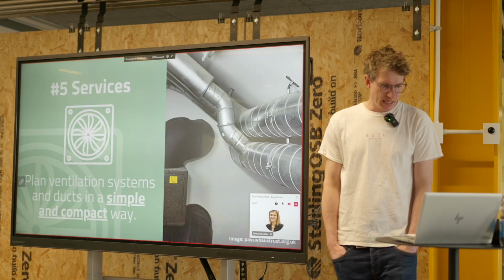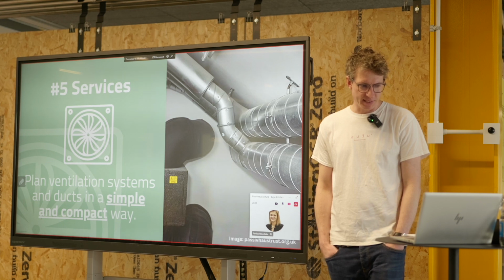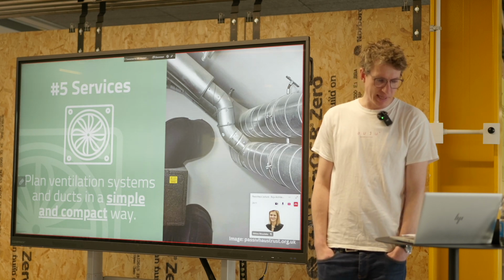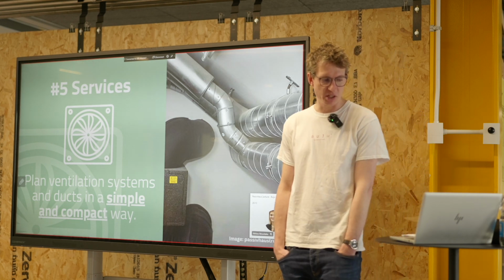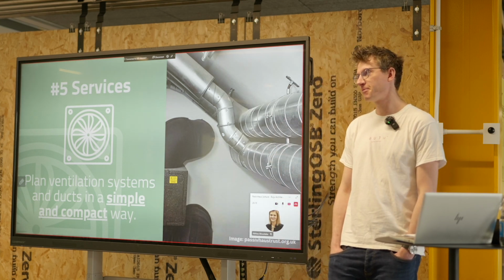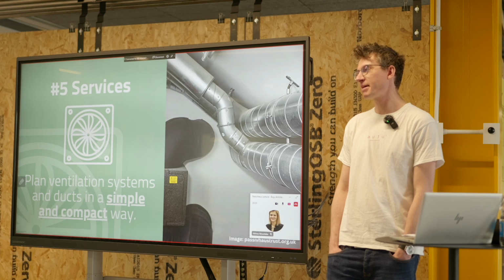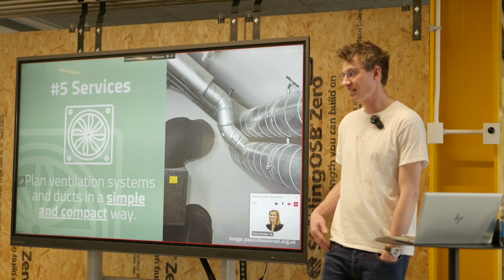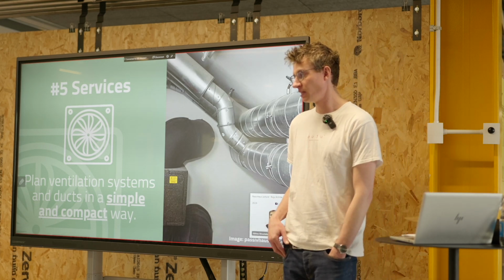Okay, great. Number 5, services. Like I said earlier, we need to plan the ventilation systems and ducts in a simple and compact way. And I think this is probably one of the biggest differences between designing a passive house and designing a normal house, is you need to take into account the MVHR system.